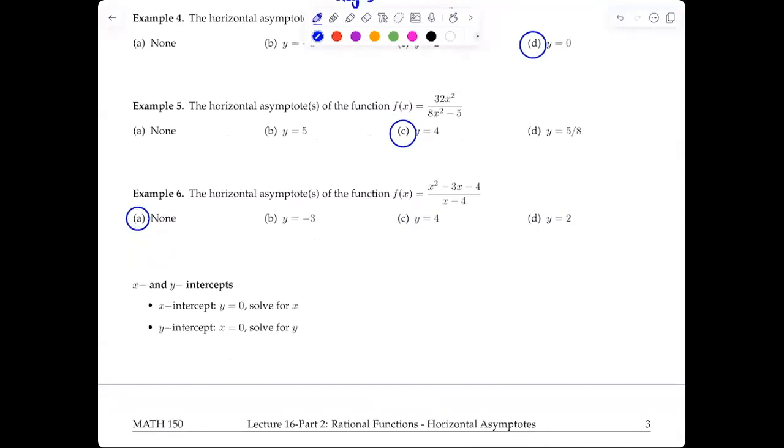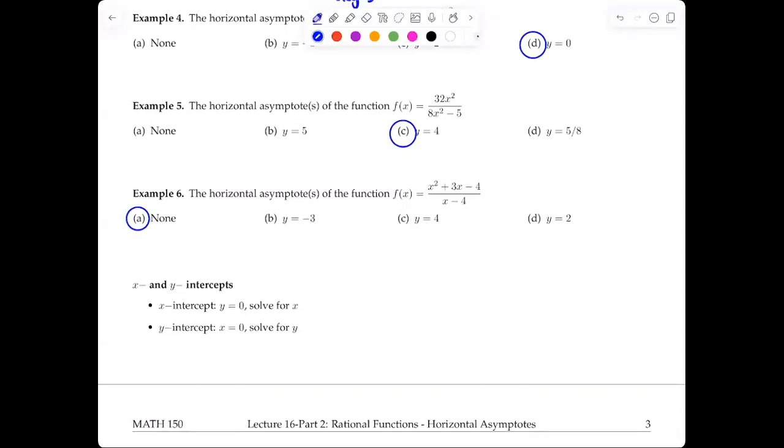One more thing I want to mention, you have seen this one many times already, but in a rational function, you can actually find x and y intercept as well. So x-intercept, y equal to 0, and then you solve for x. For y-intercept, you have x equal to 0, and then you solve for y.